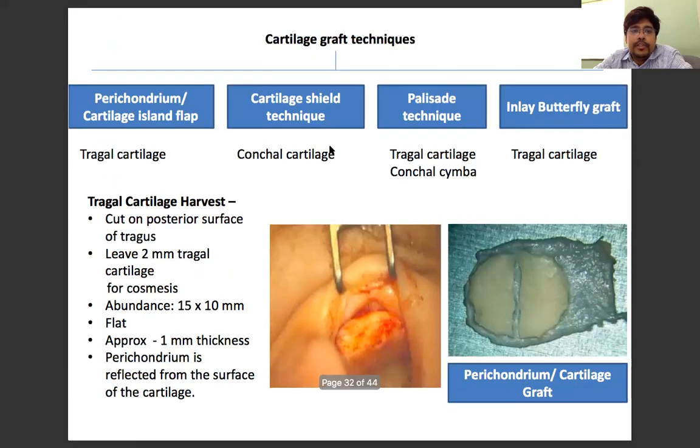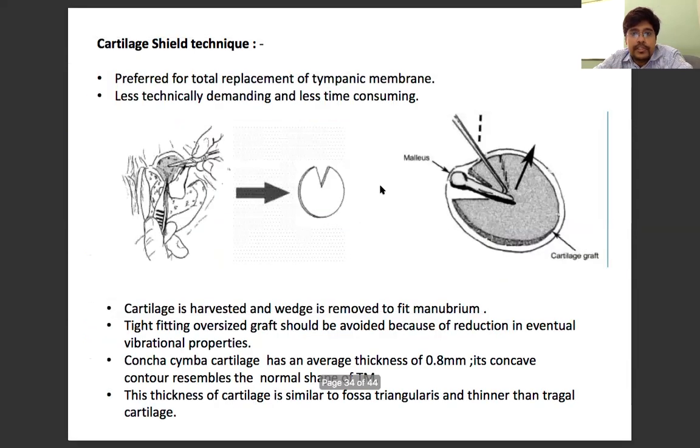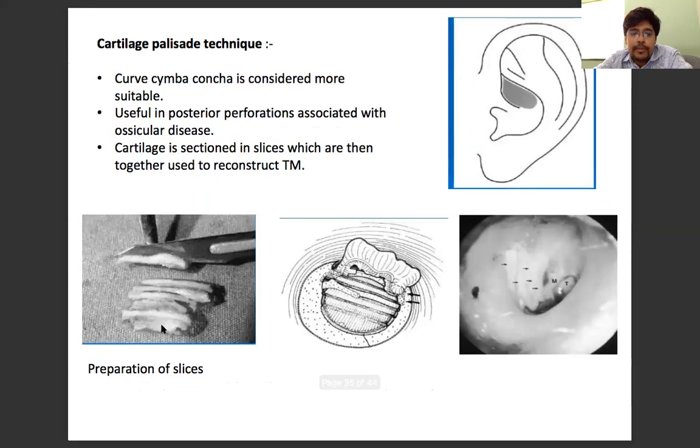So what are the techniques? You just have to remember the names, not much in detail at your level. What are the cartilage graft techniques? Cartilage island flap. Cartilage shield technique. Palisade technique. I'll show you. This is the shield technique. Shield means what? This is the handle of the malleus and you put a cartilage over it. That is shielding. Palisade means what? You prepare thin slices and you use those slices.